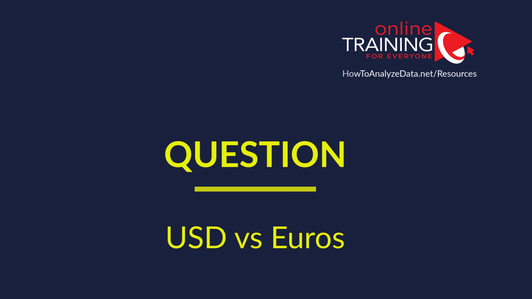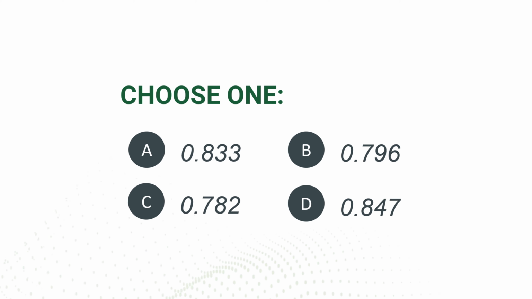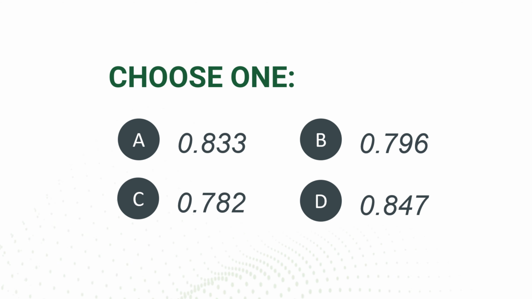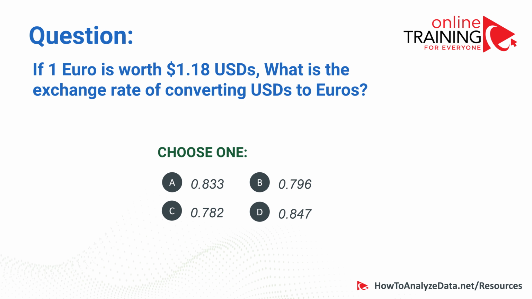Now let's look at the question which is very frequently used as part of aptitude tests when you're applying for the position in financial industry, especially in the banking and insurance industries. If €1 is worth 1.18 US, what is the exchange rate of converting US dollars to euros? You have 4 choices here: 0.83, 0.79, 0.78, and 0.84. How would you calculate this? Let's see if you can nail this question.